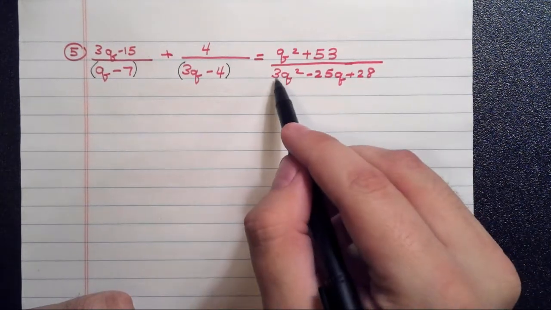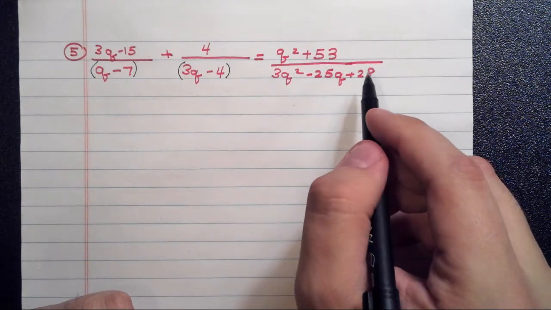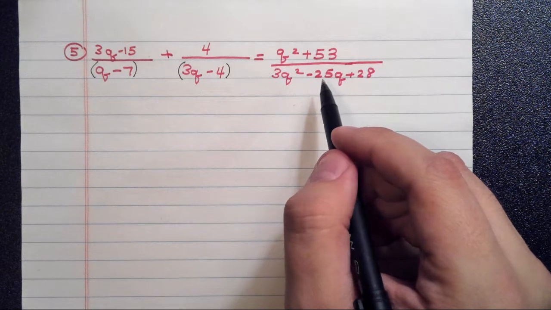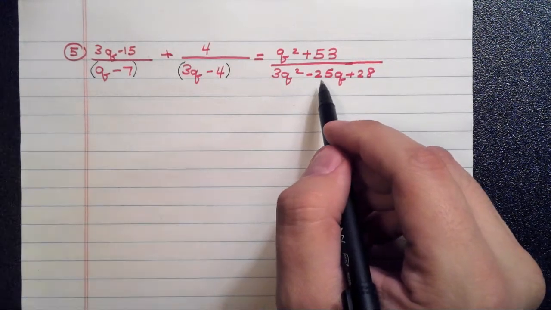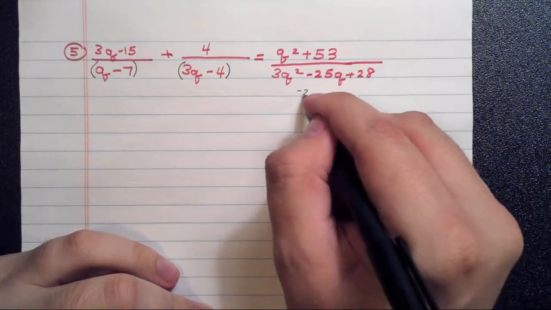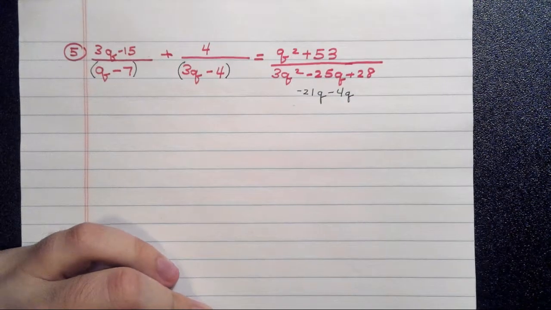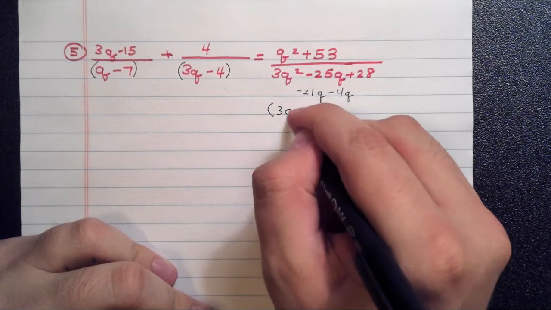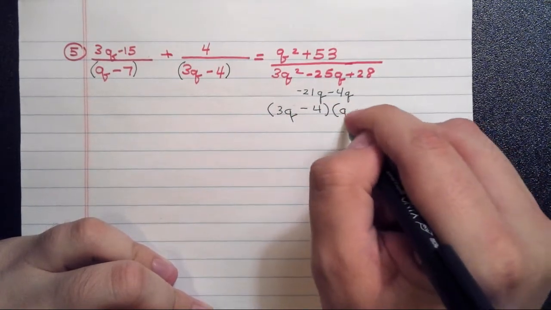If you tried to multiply this, I would need factors of 3 times 28. 3 times 28 is 84. Factors of 84 that add to negative 25 are negative 21 and negative 4. Okay? So if you're factoring it long ways, that's what you would have to do. You'd have to do negative 21q minus 4q and then go from there. But I'll just spoil it for you and say that this is in fact 3q minus 4 times q minus 7.